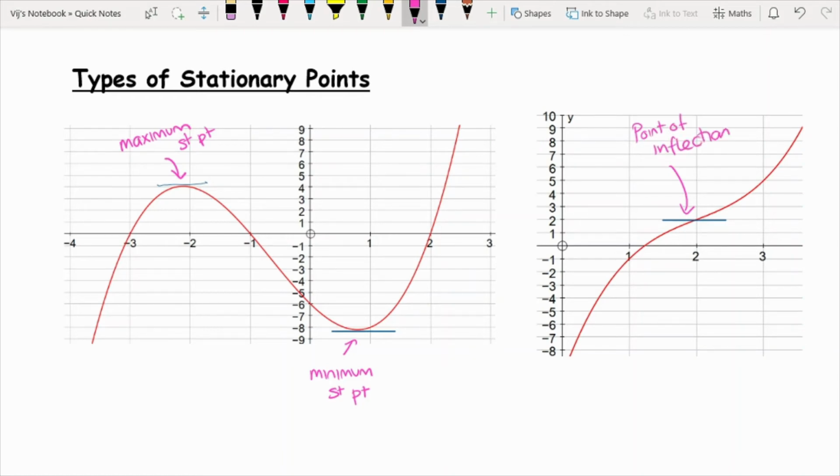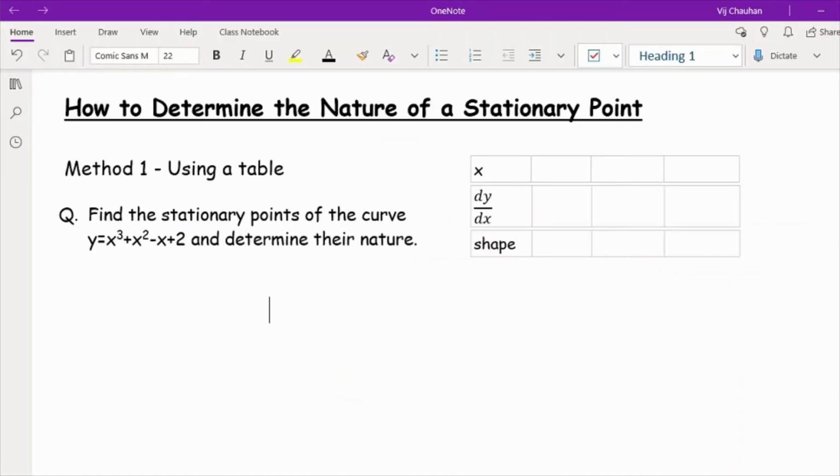So these are the 3 types of stationary points that you can get, and you may get asked, which is what we're going to move on to next, what the nature of a stationary point actually is, in which we'll be giving one of these 3 answers. So what we're going to do now is show you how you can determine the nature of a stationary point. Now there's one of 2 methods you can use.